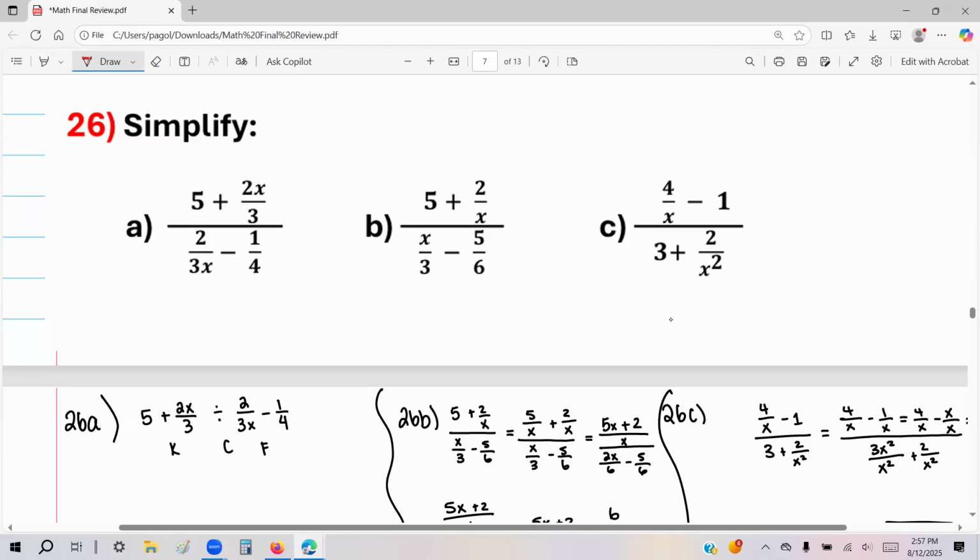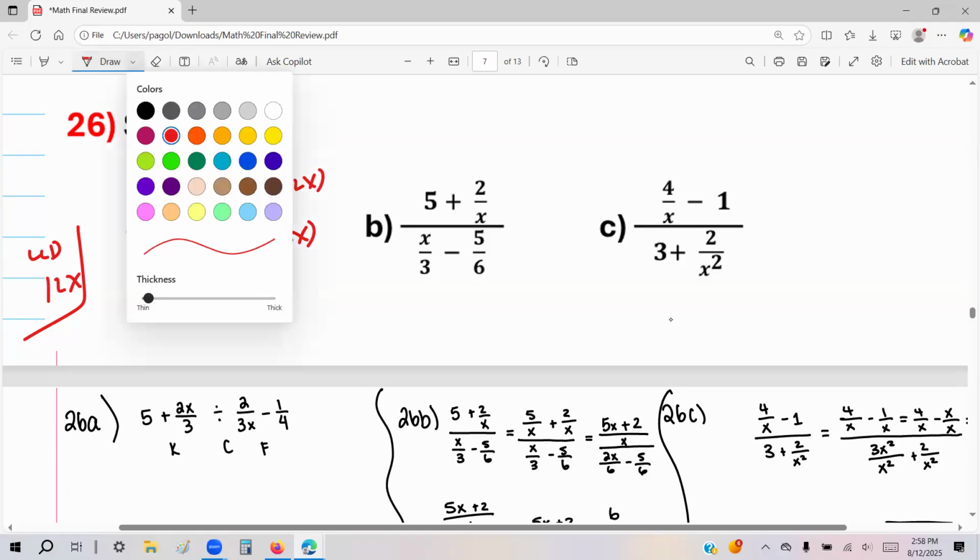In the first one, we have the denominators 3, 3x, and 4. So what's the LCD? 12x. So multiply every numerator by that. Only the numerator, 12x. Why are we doing it? Because our goal is to get rid of all the denominators. So if you multiply by 12x, it cancels all the denominators.